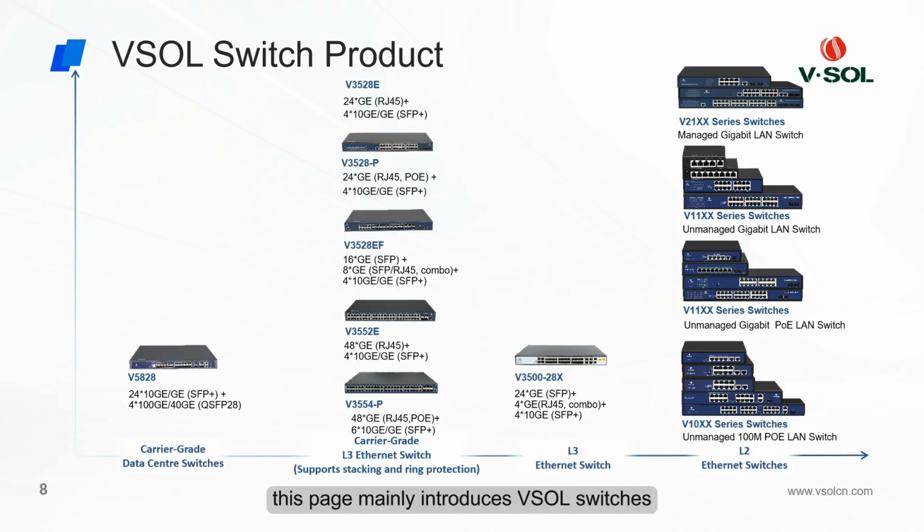This page mainly introduces VSOL switches, which are generally divided into Layer 2 and Layer 3 switches. The Layer 3 switch V5828 provides 24 10 GA ports and 4 100 GE ports, which can guarantee high flow ports and is suitable as a data center switch. In addition, the Layer 3 switch provides 24 to 48 GE ports and 6 to 8 10 GE ports, which can be used as an L3 Ethernet switch.